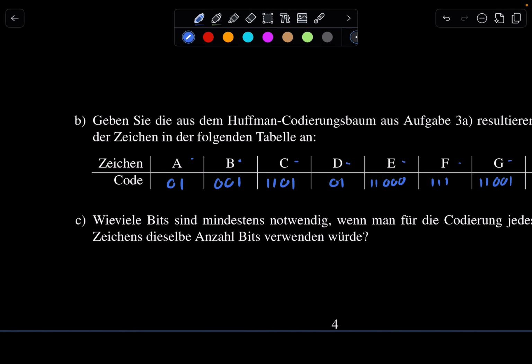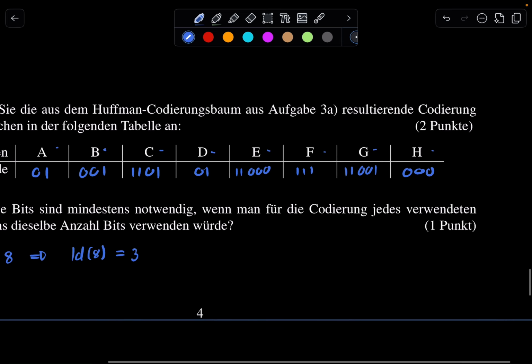So what combination is going to give us 8? This can be calculated by LD of 8. So with LD of 8, the logarithm of 8 is going to be 3. So we need 3 bits, so to speak.